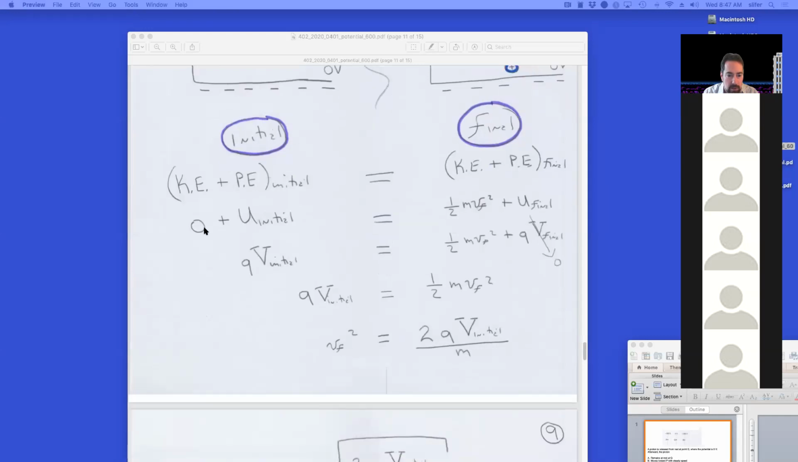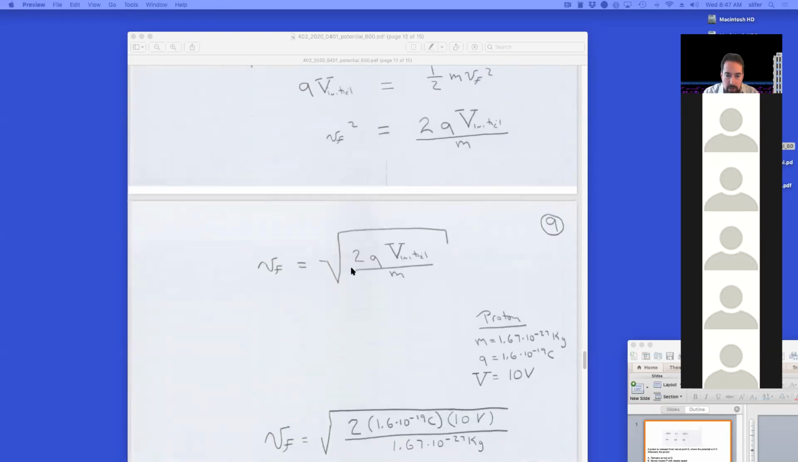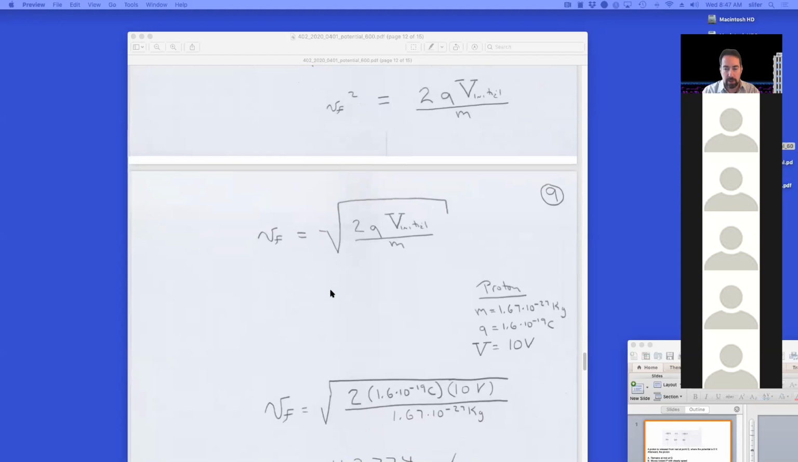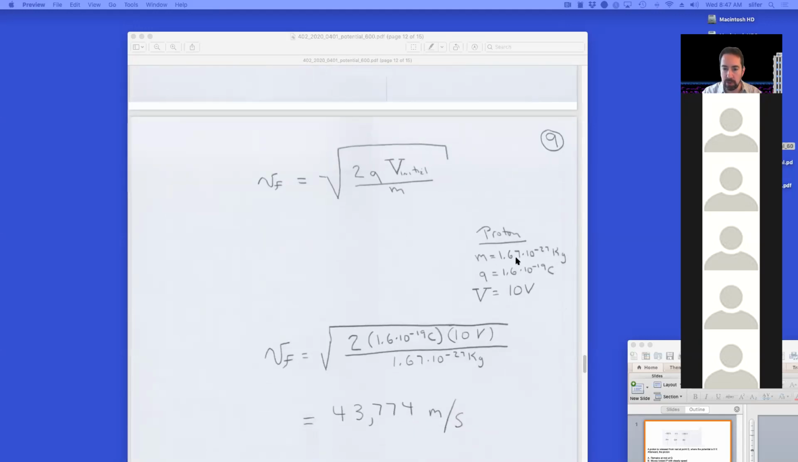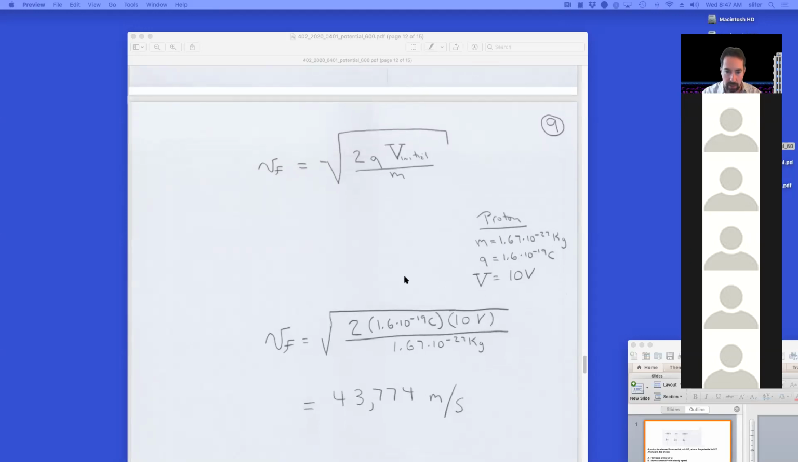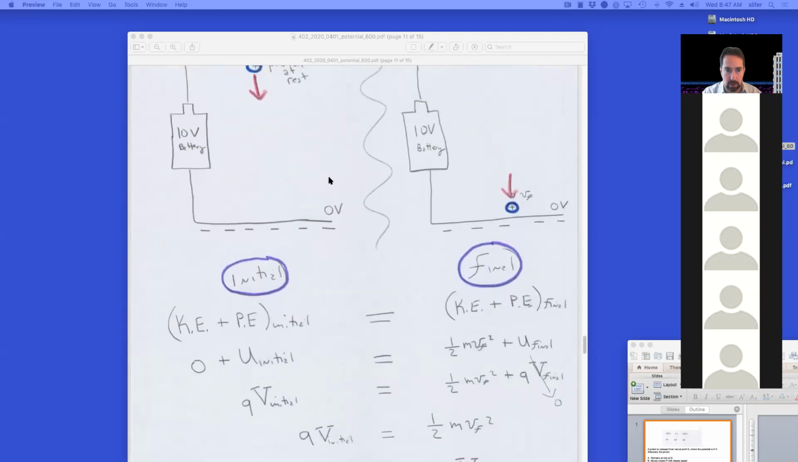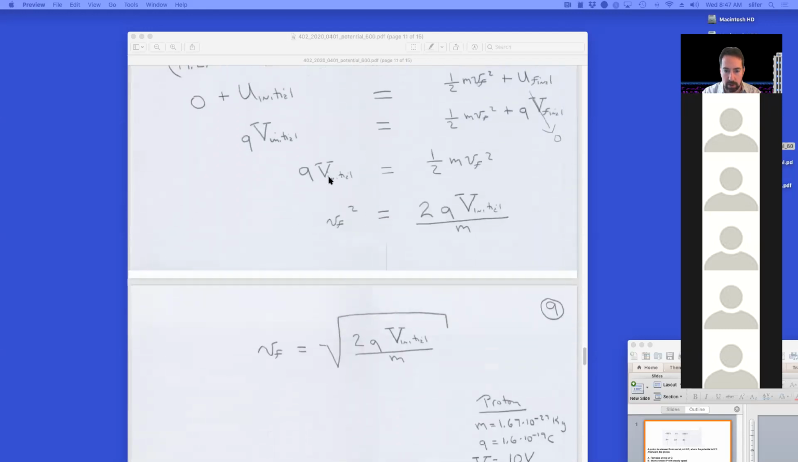and then take the square root. Now, if I do everything in SI, my charge should be in coulombs, my mass should be in kilograms, my potential should be in volts. Here are the numbers for a proton. For now and forevermore, the mass of a proton is always this number, the charge is always this number. And we've set up a 10-volt potential difference between these parallel plates.